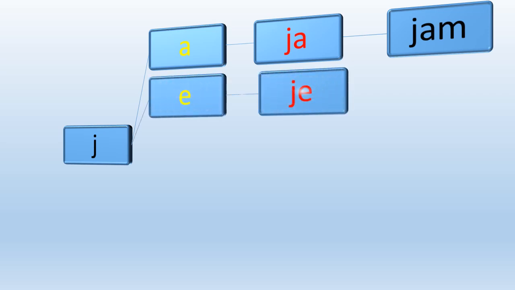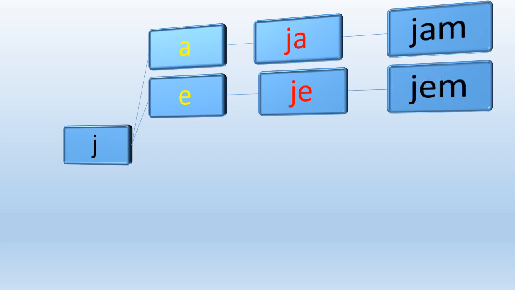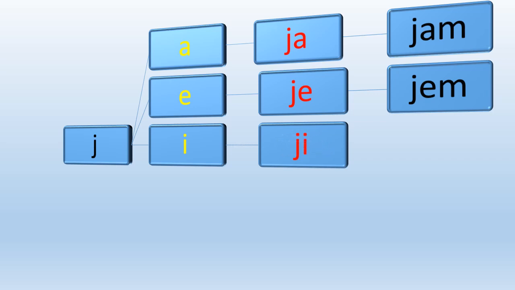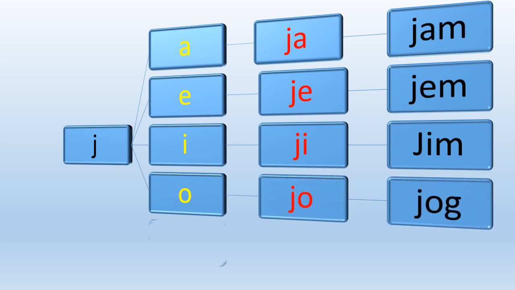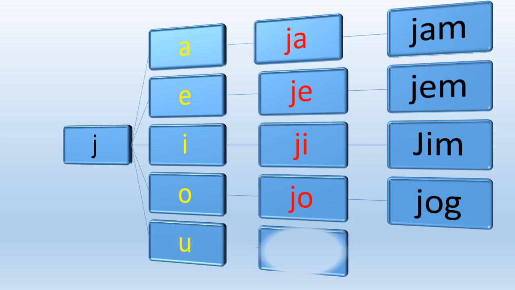The next letter is J. J, A, J, as in jam. J, E, J, as in gem. J, Y, as in gym. J, O, jo, as in jog. J, U, j, as in jug.